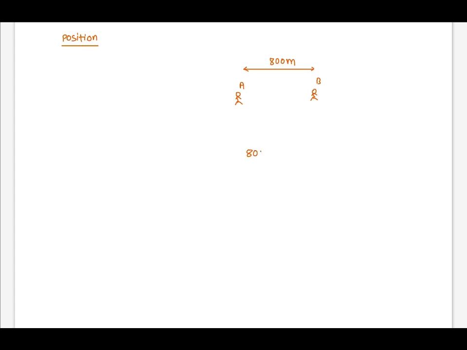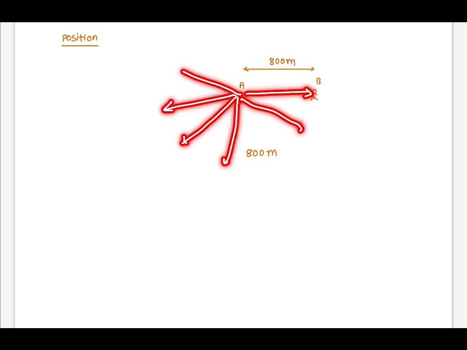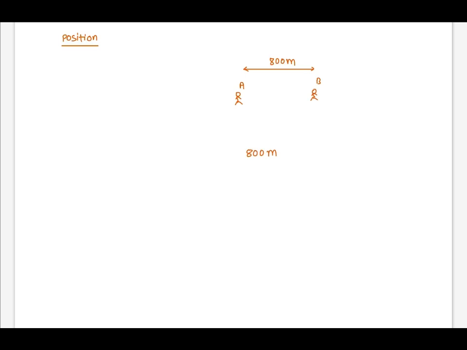If you provide this information, that is 800 meters, to this man A, then he won't be able to meet his friend B. Why? Because this man A can move 800 meters in any direction, right? Or in fact, you can say this man can move in a circle whose radius is 800 meters in any direction. So this 800 meters, which is the distance between A and B, is insufficient information.